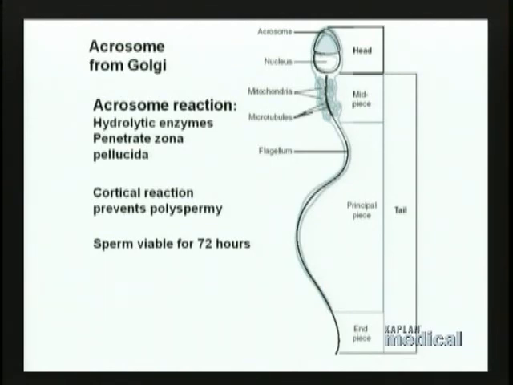The middle piece of the sperm cell is the energy source because it contains the mitochondria that generate the ATPase motor activity that helps convey motility to the ciliated flagellum. And sperm, once they enter the female reproductive tract, are viable for a period of up to 72 hours.